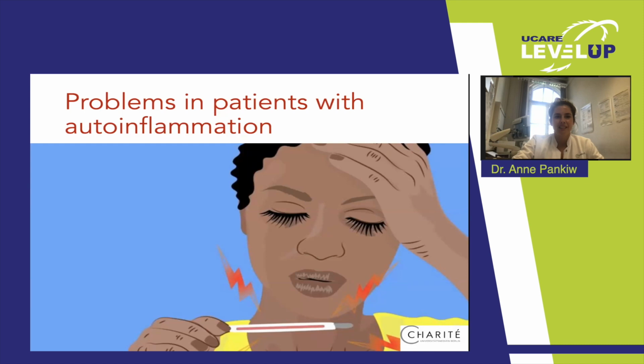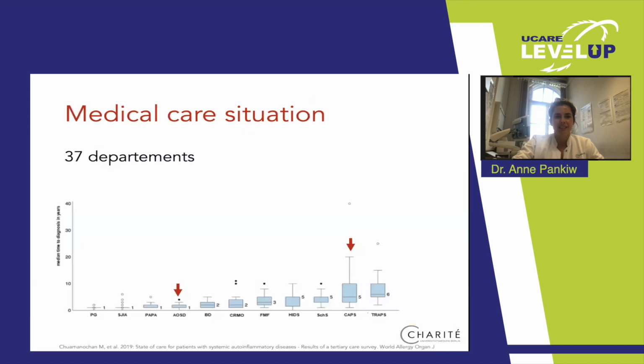So I have here one study. In this study, 37 departments were asked to rate the time from the start of first symptoms to the final diagnosis for the different diseases. And as you can see here, we talk today about adult onset Still's disease, AOSD. There it's about 1 year, but if we look at CAPS or TRAPS, which are very, very rare, there we have 5 or 6 years until the patients receive their diagnosis.